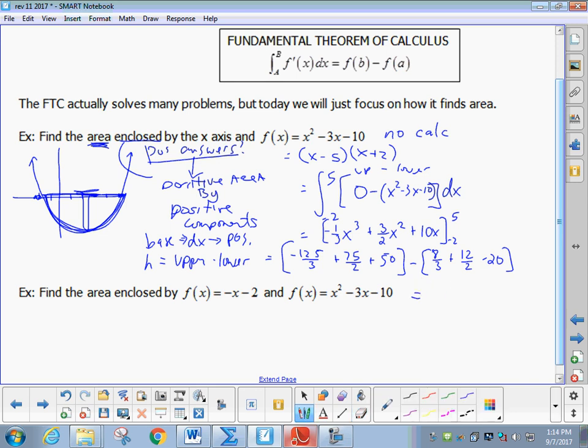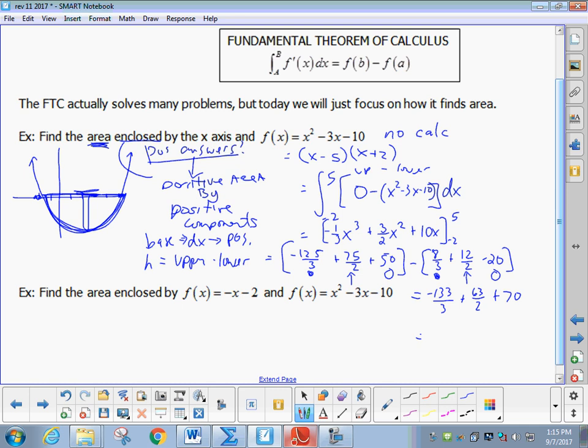Now, the reason I don't simplify is rather than get a common denominator here, get a common denominator there, add them, and maybe get another common denominator later, these two guys, they're already common. I can put them together. What's negative 125 thirds minus 8 thirds? Negative 133 thirds. Likewise, these two guys have a common denominator built in. 75 halves minus 12 halves is 63 halves. And 50 minus negative 20 is 70.